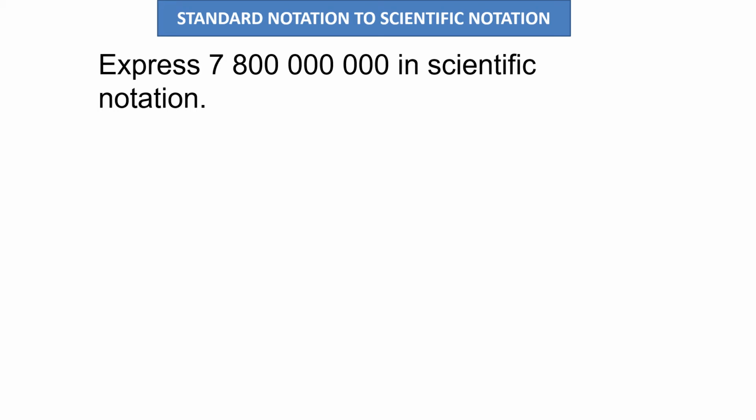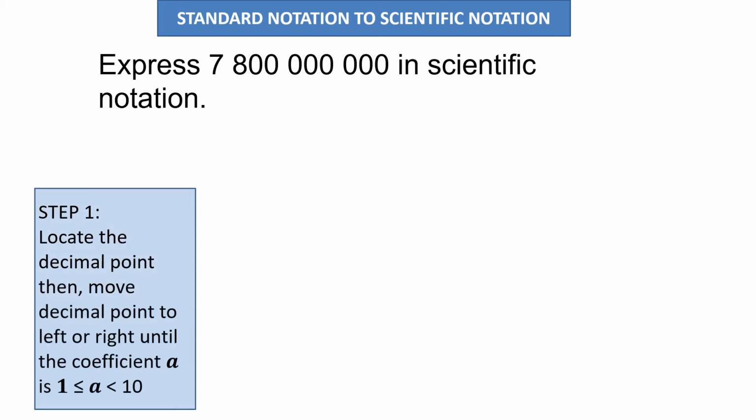So let us have example number 2. Express 7,800,000,000 in scientific notation. First, we will locate the decimal point. The decimal point is after the ones digit.